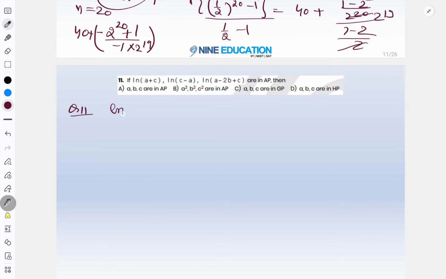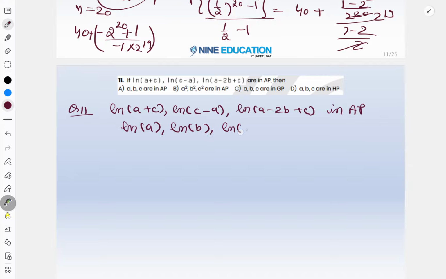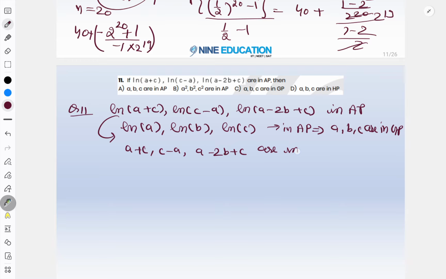Given question number 11: ln(a plus c), ln(c minus a), ln(a minus 2b plus c) are in AP. We need to find the relation of a, b, c from these options. So we know whenever ln A, ln B, ln C are in AP, then A, B, C are in GP. So directly we can say A plus C, C minus A, A minus 2B plus C are in geometric progression. Hence (C minus A) squared is equal to (A plus C) into (A minus 2B plus C).